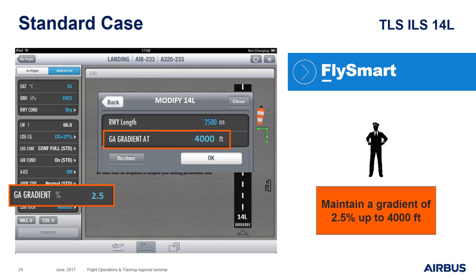So for the flight crew in FlySmart, for Toulouse ILS approach on runway 14 left, we can thus expect a gradient of 2.5% to be checked at 4,000 feet. Nothing surprising at this point.